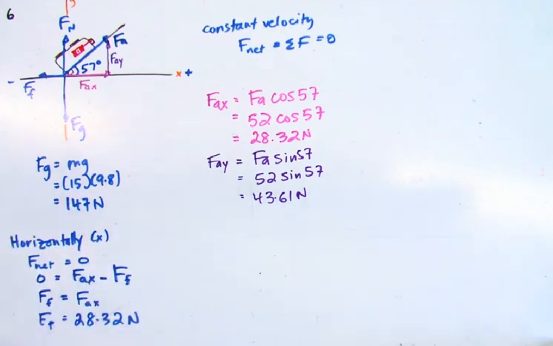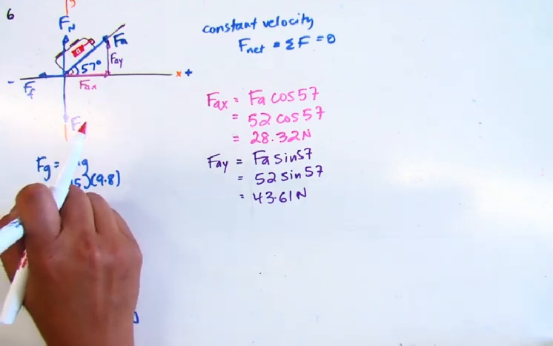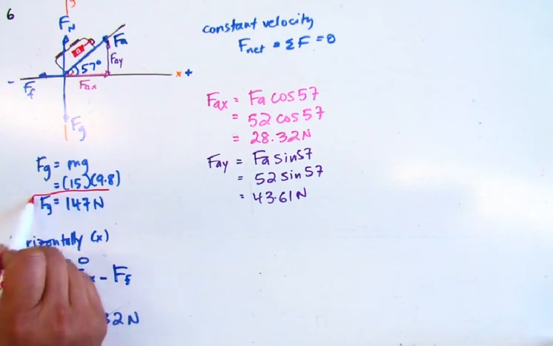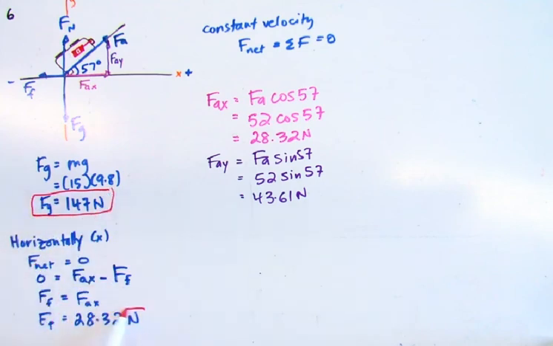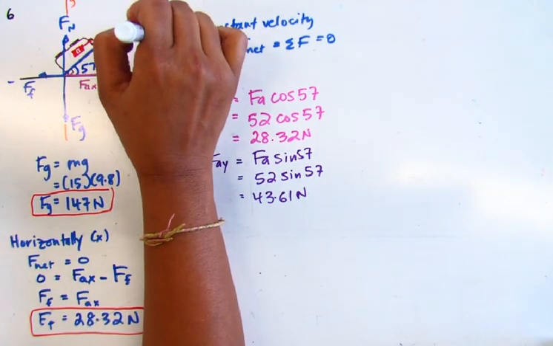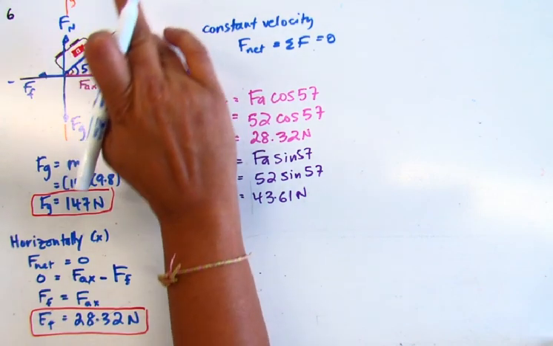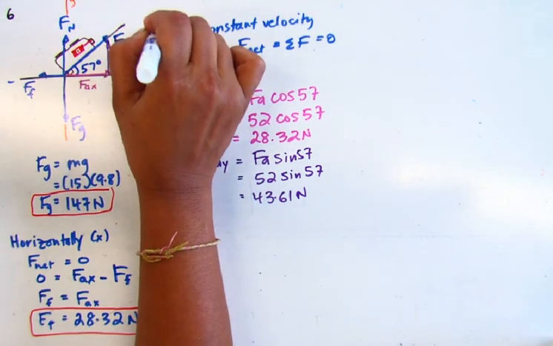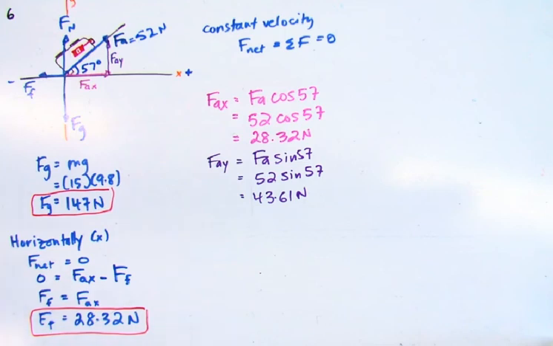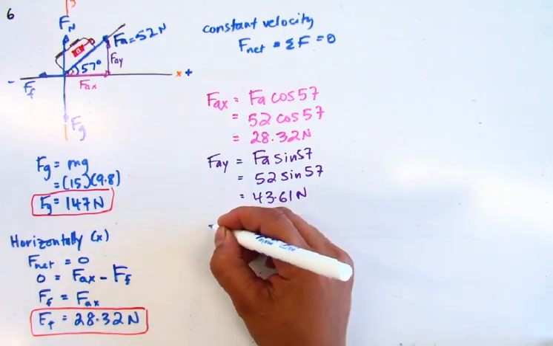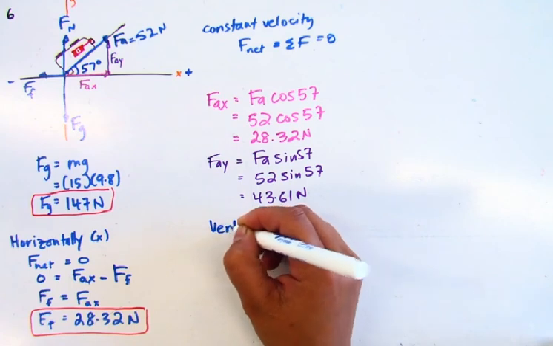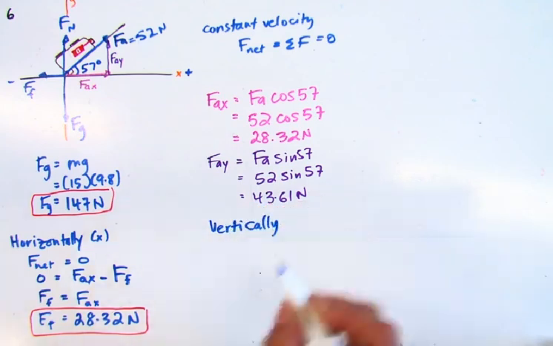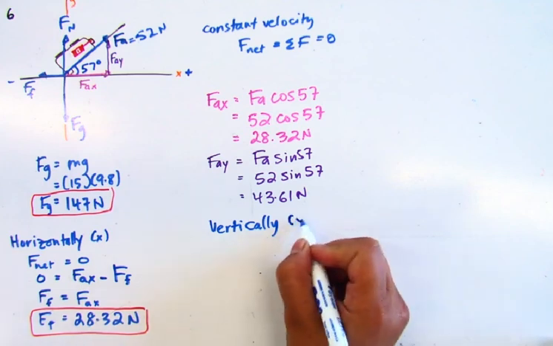So that will give us this piece of information. So let's just write down what we know here. So this is Fg. We know that now. We already know Fa is equal to 52. It was given in the problem. And now the last thing we need to know is the normal force. So in order to figure out the normal force, we have to look at this vertically. And same logic applies. This is in the y direction.